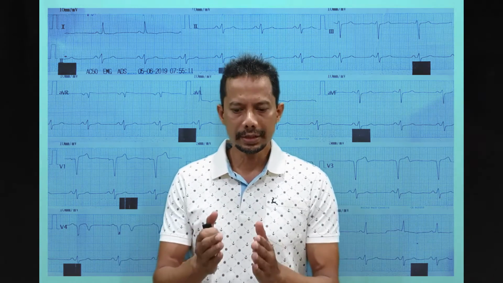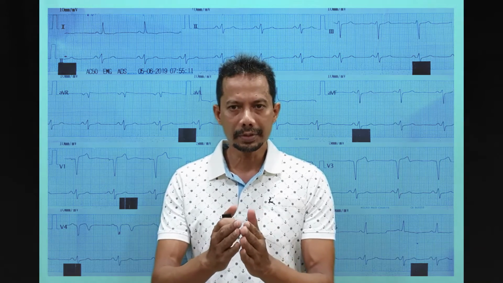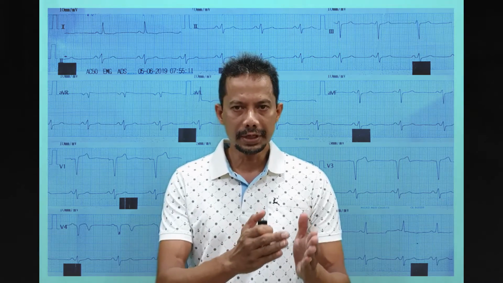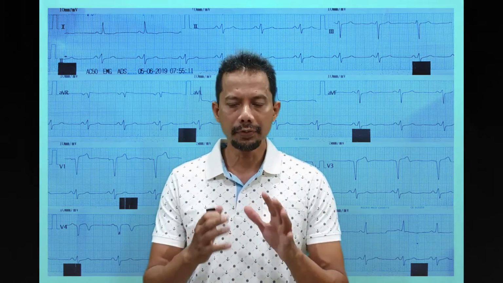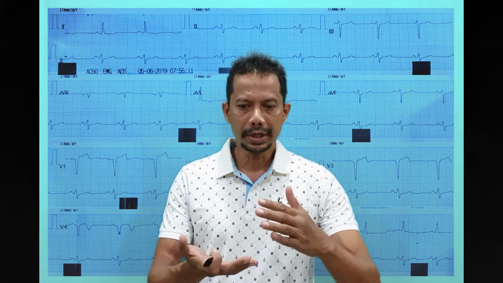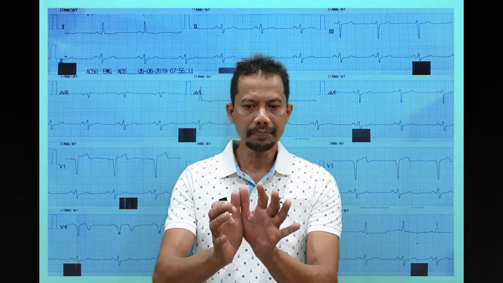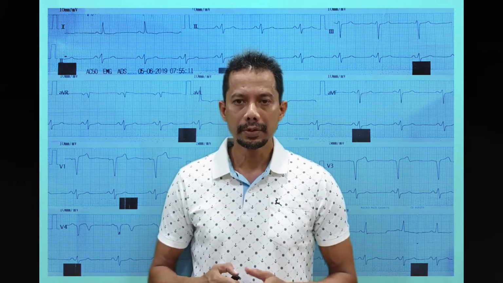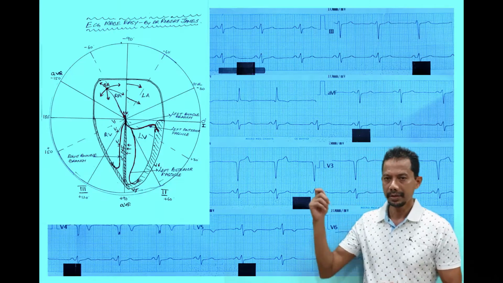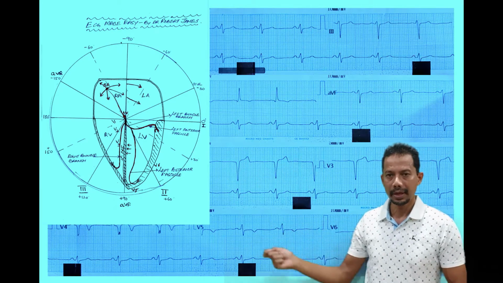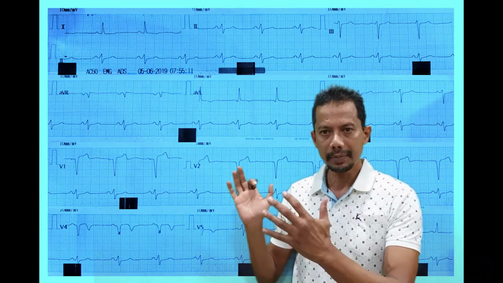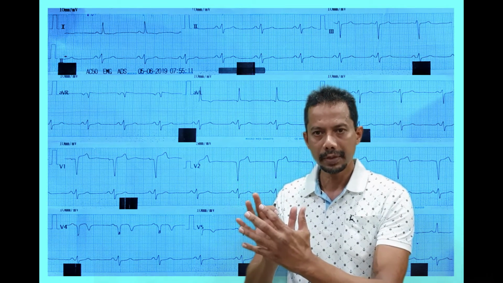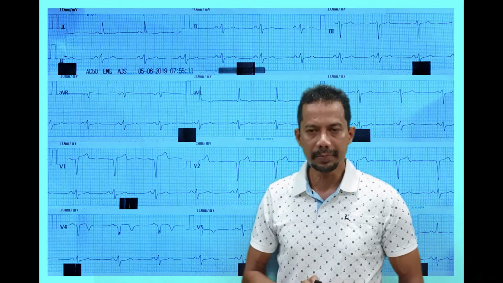Transition zone is a zone where the R wave becomes taller than the S wave, and that usually is between V3 and V4 lead. Leads V1 and V2 are looking at the right atrium and the interventricular septum. You have to use a bit of imagination to understand what I am saying. Like in this circle, we had discussed V1 and V2 perceive the impulse as coming towards them when the interventricular septum is getting depolarized.